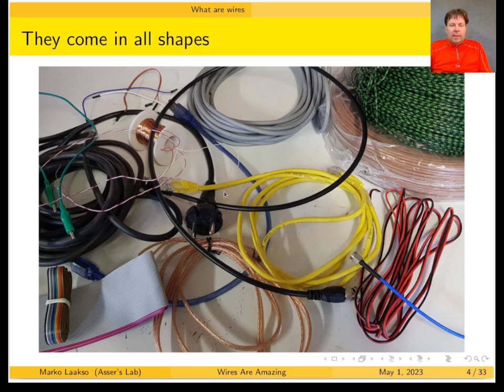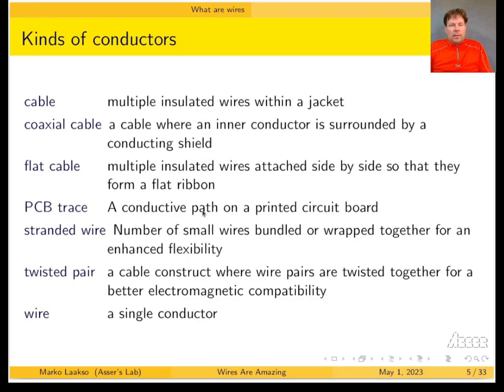Here we have some inductor wires, some jumper wires for breadboards, flat cables, audio cables, and coaxial cables of different kinds, and we have power cables. This is a short, by no means complete list of different kinds of cables, but something to give you an idea of the variation and the terminology.